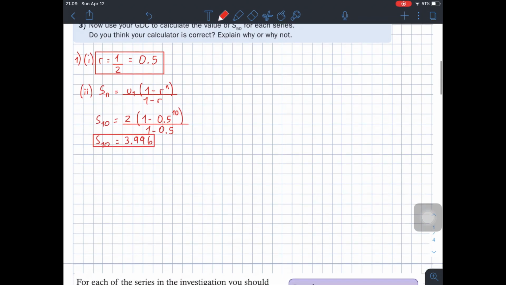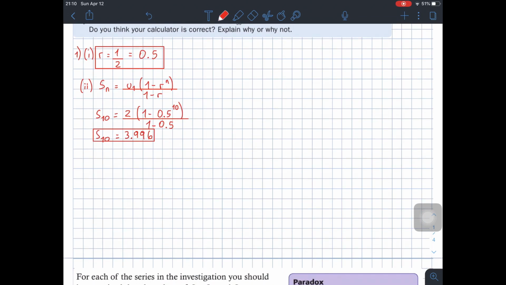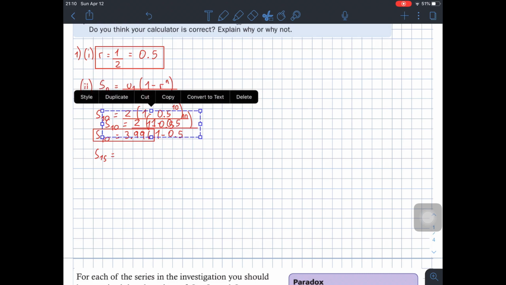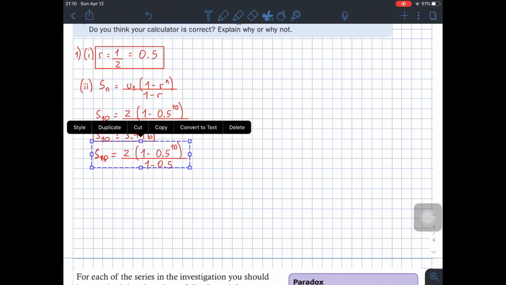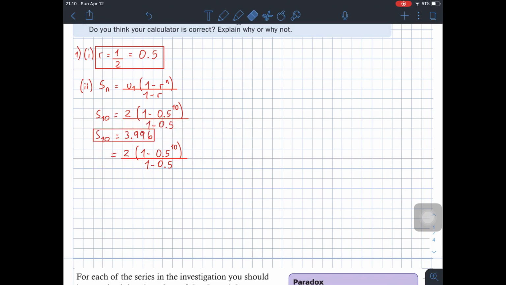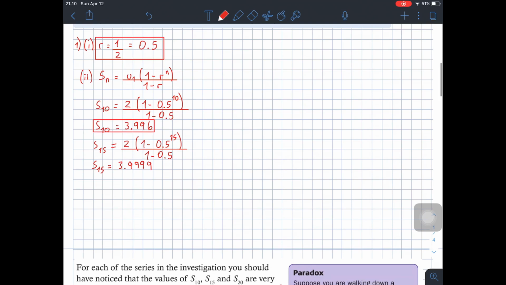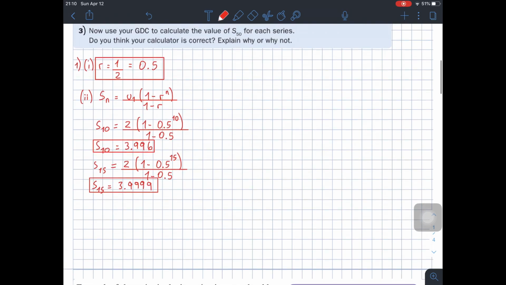Then let's calculate S of 15. This would be exactly the same thing, but instead of having 10, we're going to have 15 as our n, right? So this is S of 15. Instead of this 10, we will get 15 here. So the answer for S of 15 equals 3.9999. So you see that we get almost the same number, but it is closer to 4. But you see that it never reaches 4.